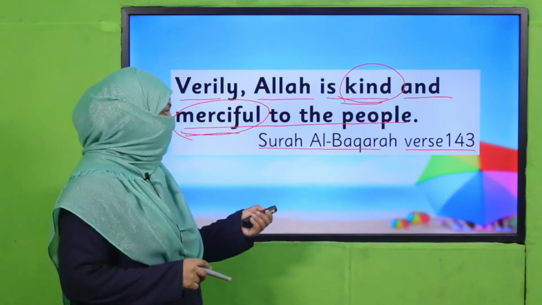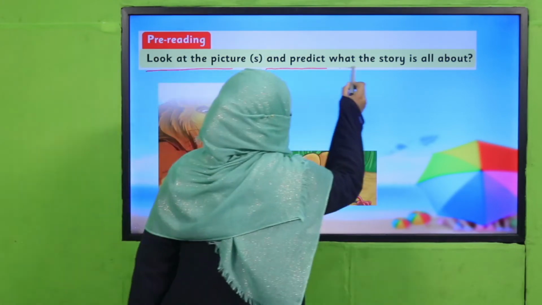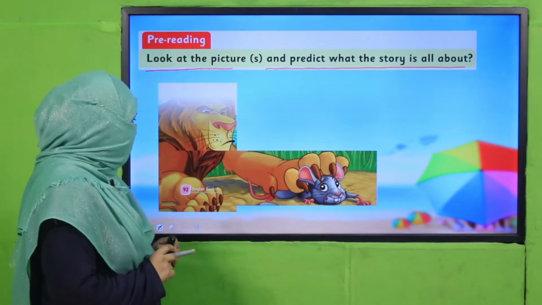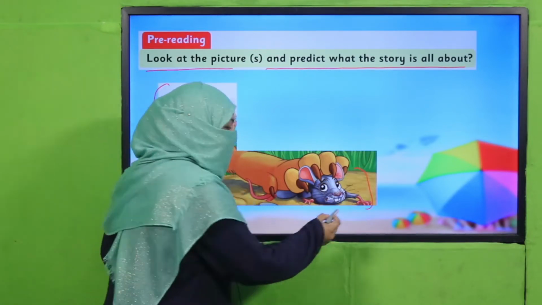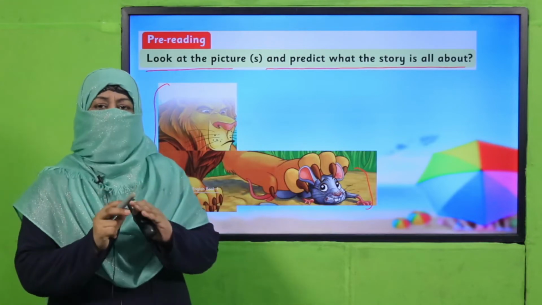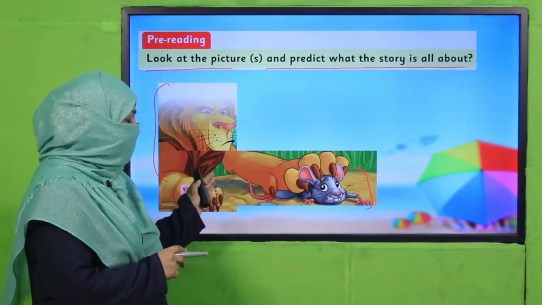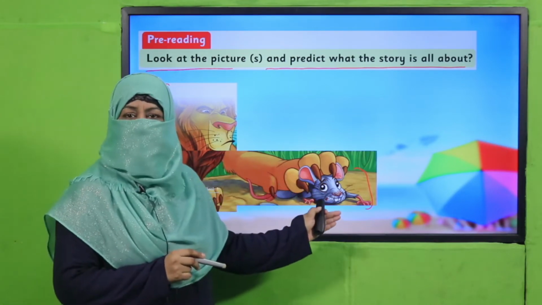Right? So let's start our lesson. First, you look at the picture and predict this story. I have told you how to predict this story. So look at this picture. Here is a lion and here is a mouse. And beta, I have told you, whoever comes in a story is a character. So in this picture, we can find there are two characters. One is lion and the other is mouse.